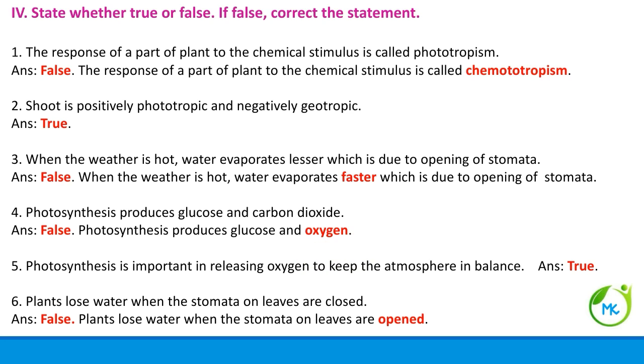Photosynthesis is important in releasing oxygen to keep the atmosphere in balance. So it is true. Due to the process of photosynthesis, the oxygen level is kept in balance in the atmosphere. Plants lose water when the stomata on leaves are closed. The statement is false because plants lose water when the stomata on the leaves are open. Only when the stomata are open, the water will be lost through the stomata.